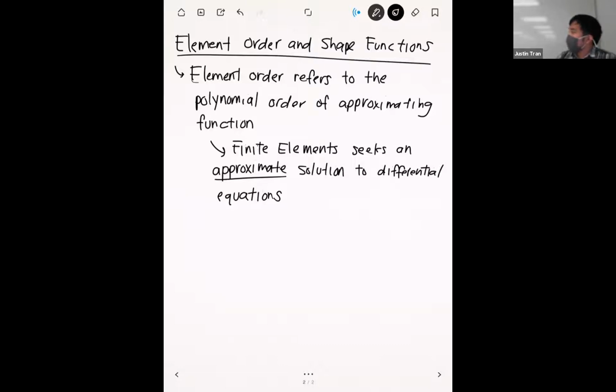And remember, the way that we find approximate solutions is that we first assume a form for the solution. We basically assume that the solution is going to look like a polynomial, and then we look for the best polynomial that fits the solution. The two options that we have are either a linear polynomial or a quadratic one.